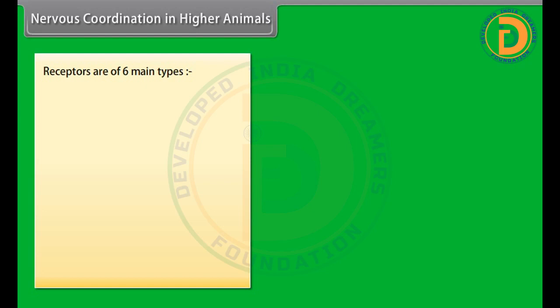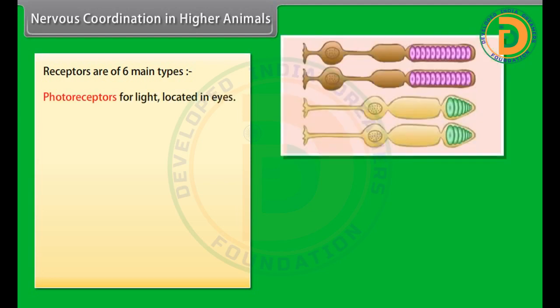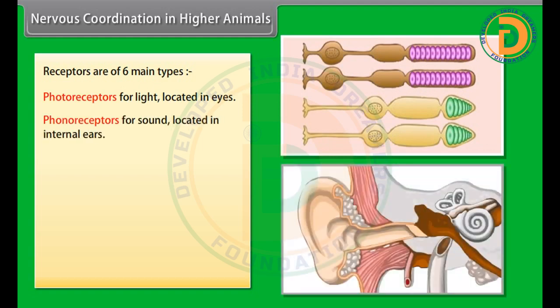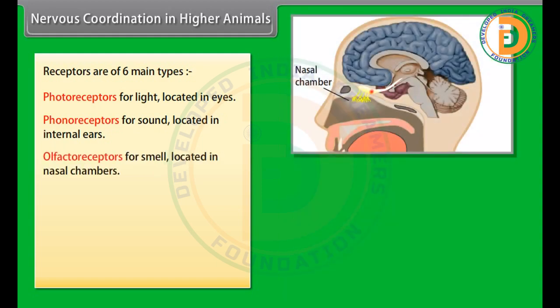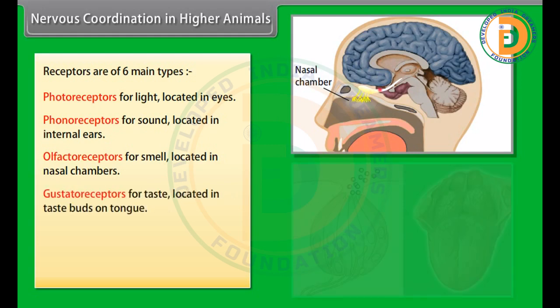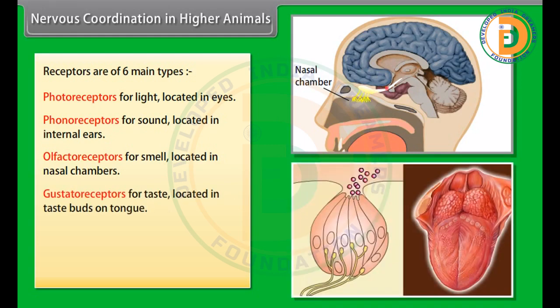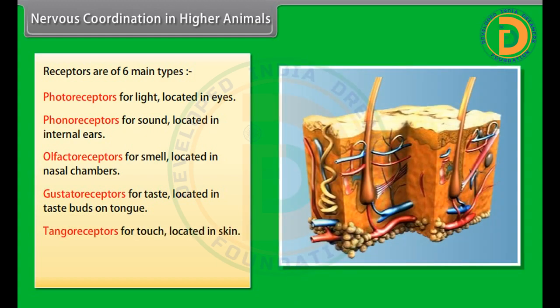Receptors are of 6 main types. Photoreceptors for light, located in eyes. Phonoreceptors for sound, located in internal ears. Olfactoreceptors for smell, located in nasal chambers. Gustatoreceptors for taste, located in taste buds on the tongue. Tangoreceptors for touch, located in skin. Thermoreceptors for changes in temperature, located in skin.